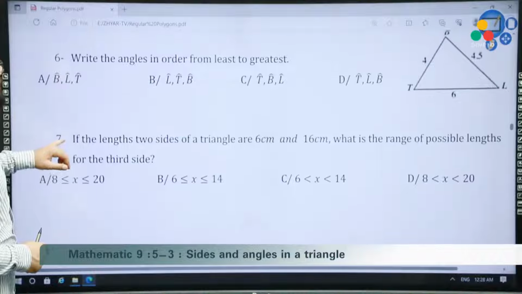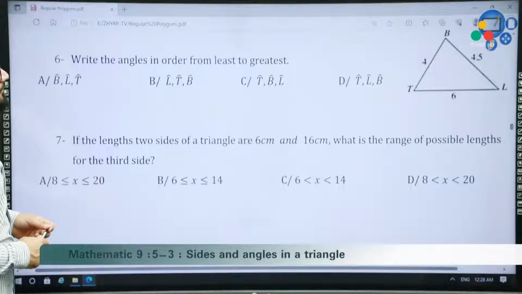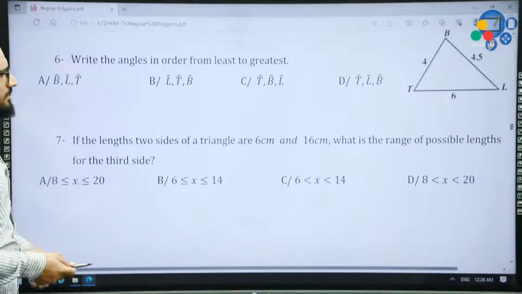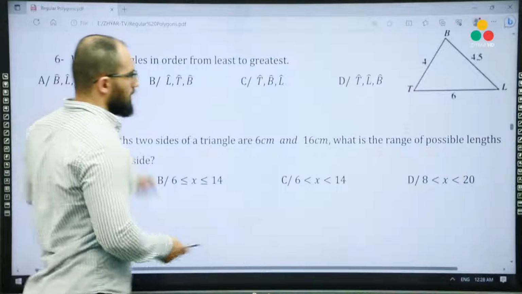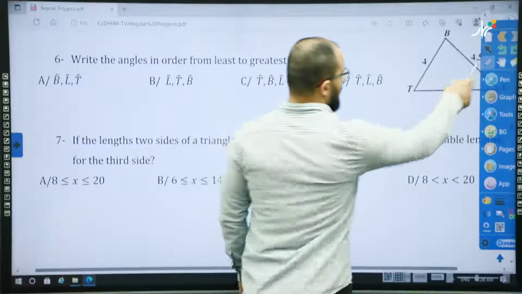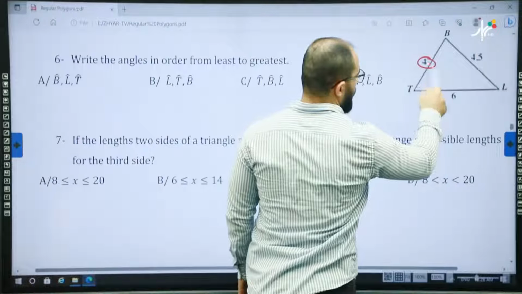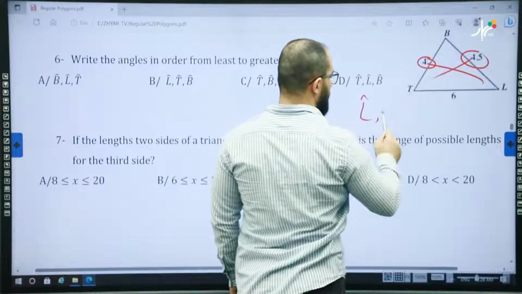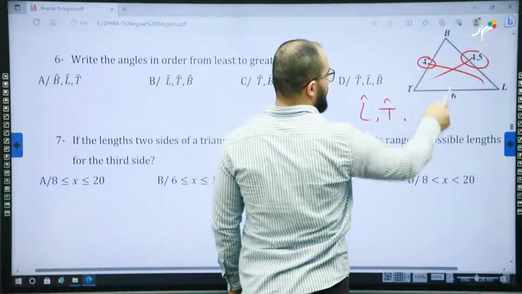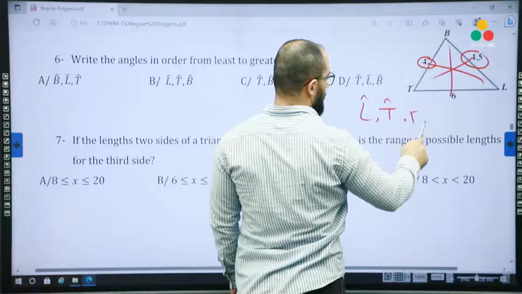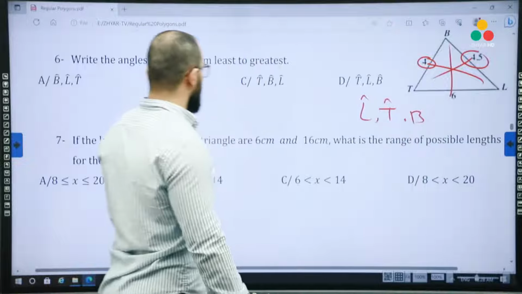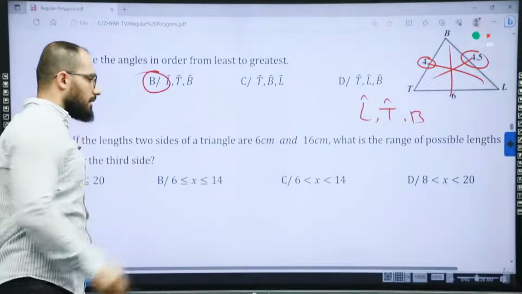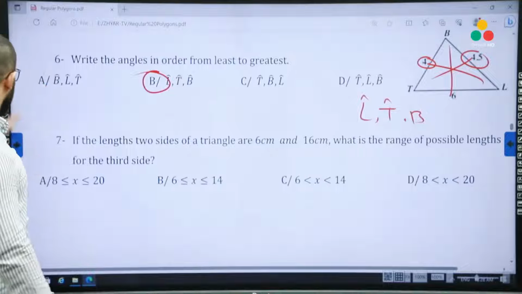Question 6. Write the angles in order from least to greatest. Again, it's quite easy. It's a repeated question. We have first 4, which is L, then 4.5, which is T, then we have 6, which is B. So L, T, B is the correct answer.